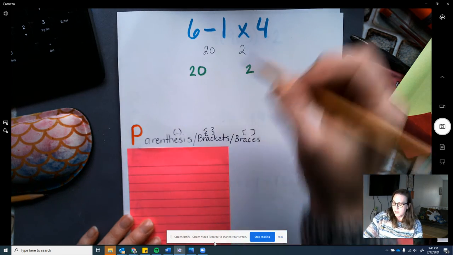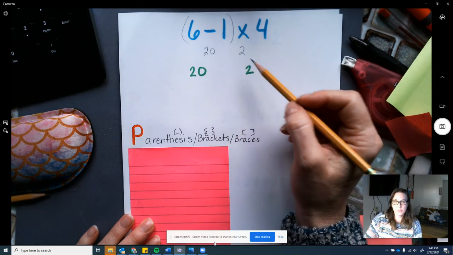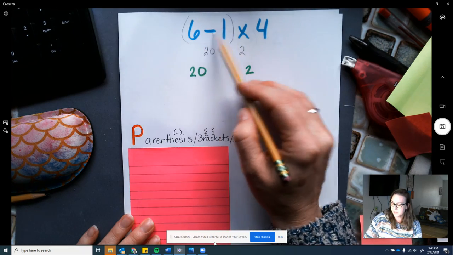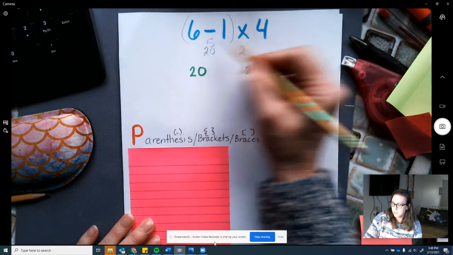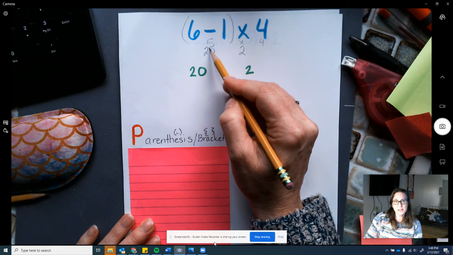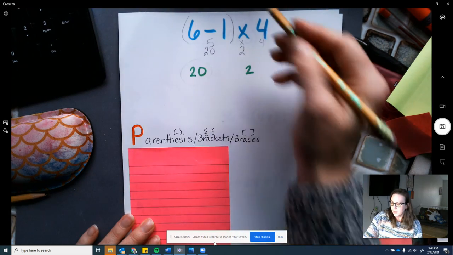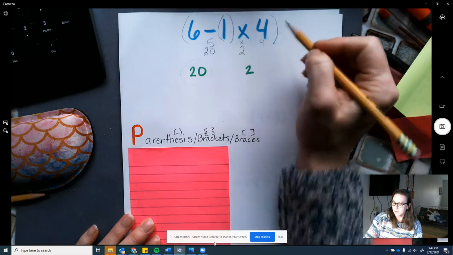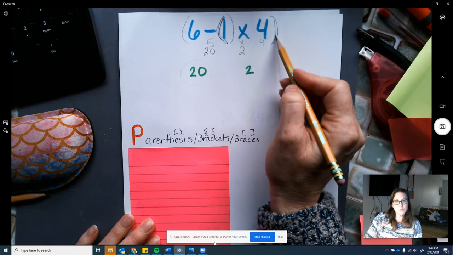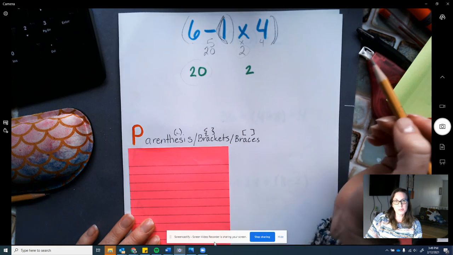So if this had parentheses here, we would have to do whatever's in the parentheses first. So that would be 6 minus 1. We would have to do that first, times 4. So we just fix one thing at a time, and that's where we come up with a 20, okay? If the parentheses were here, then we'd have to do 1 times 4 first, and it would be 6 minus 4, which is where we come up with a 2.